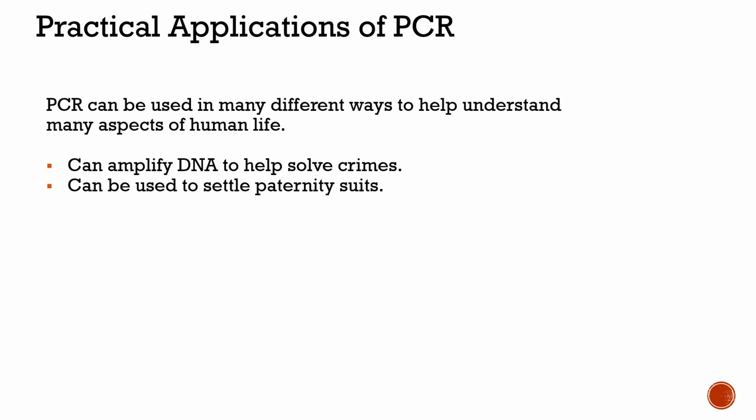It can be used to settle paternity suits. So similar concept: you can take the DNA from a child that has a disputed parent, and then in theory, if the father is asking to find out if it's his child, half of the child's DNA should be his. So we can amplify the two together, then try and match them up and see if that works out. We can then use PCR to help diagnose genetic disorders. So we try and get ahead of the curve, whether in animals or in humans in particular, and try to understand if there are any genetic disorders.